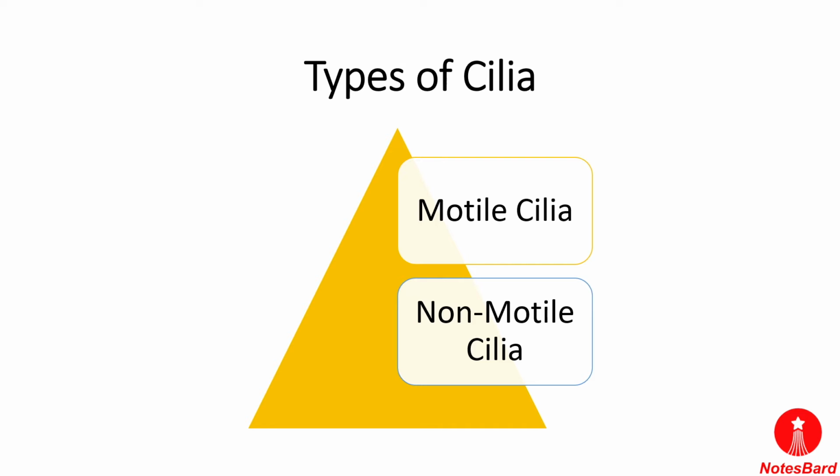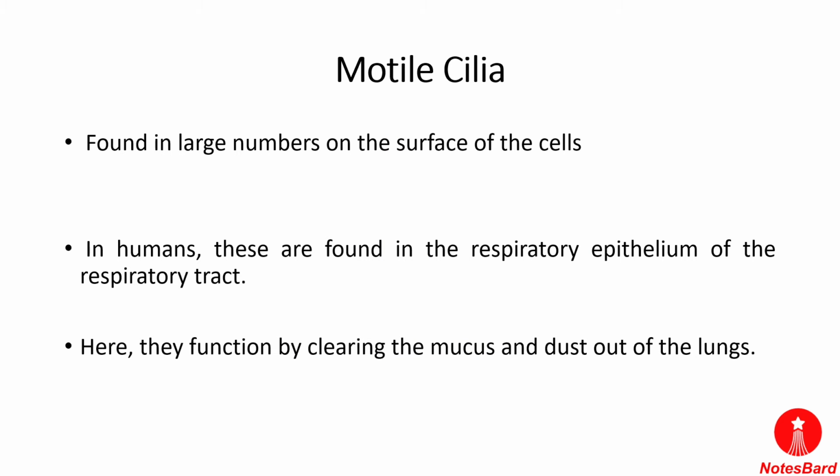Now there are two types of cilia which are depicted in the diagram. That is the motile cilia and the non-motile cilia. First we will be discussing the motile cilia. So what is motile cilia? Motile cilia are found in large numbers on the surface of the cells. In humans, these are found in the respiratory epithelium of the respiratory tract.